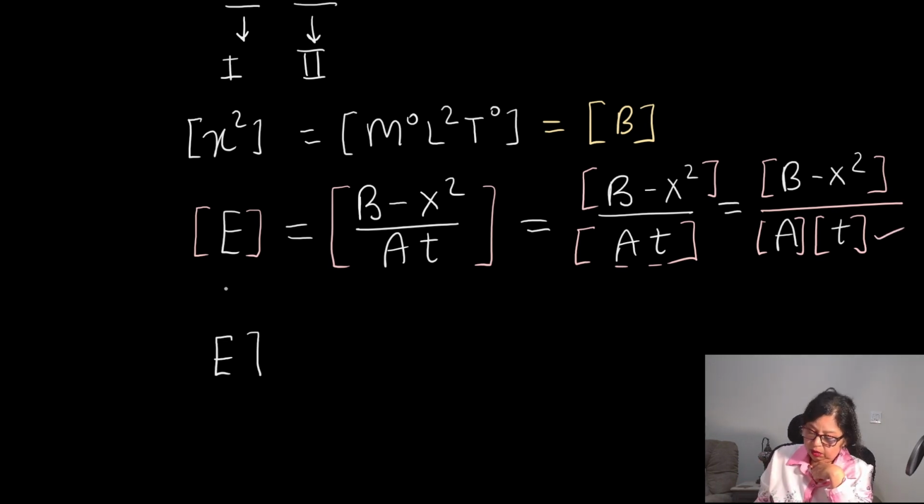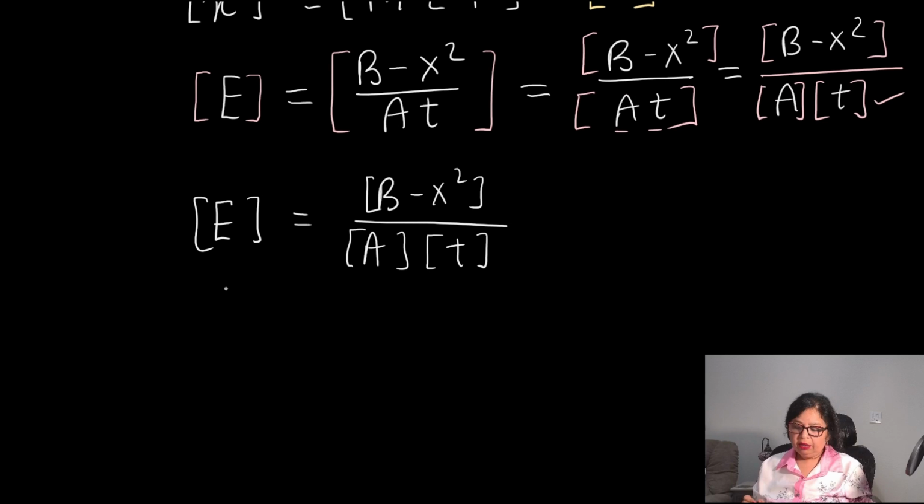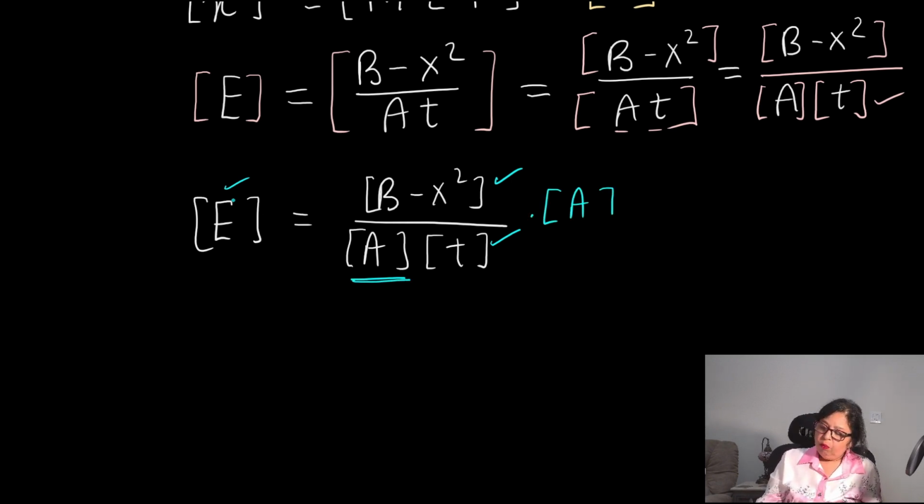Now, coming back here, just writing this out again. Now, what do we know here? I do know the dimensional formula for E. I know this dimensional formula as well for b minus x squared. And I do know the dimensional formula for just t. What am I trying to find? Dimensional formula for a. So that means I want to isolate a.